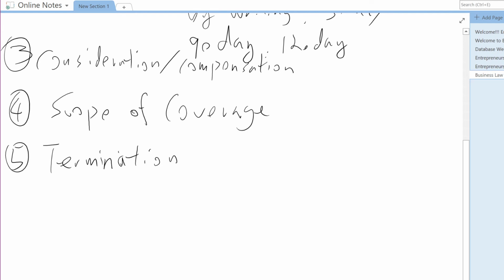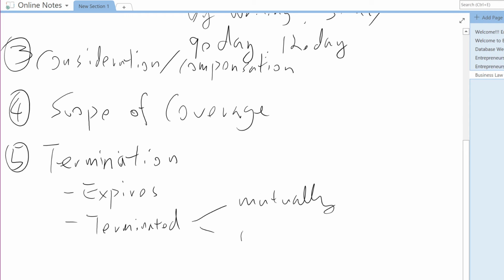Termination just means ending the contract. So a contract generally ends in two ways, right? It either expires or it gets terminated. And termination can happen either mutually or unilaterally. That means by one party. Not sure if I spelled that right on the board, but yeah. So either by two parties or one party. Mutually, of course, means both parties. Unilateral means one party.